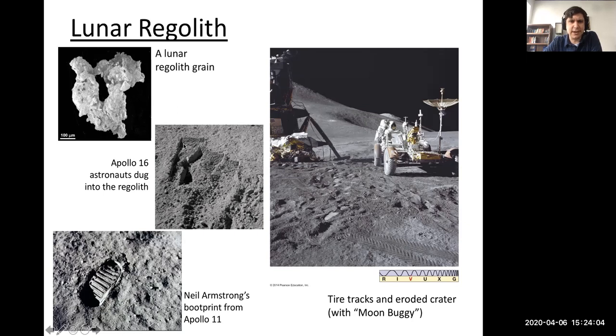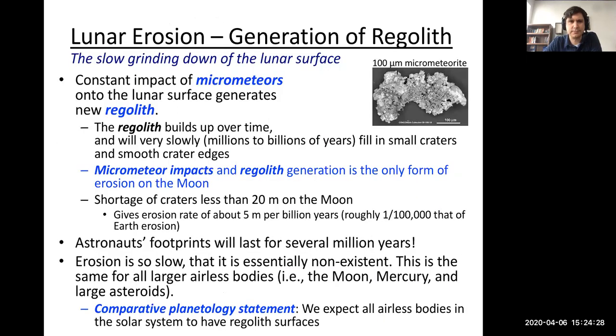You can see they've dug around in the regolith right here. Here you can see tire tracks in the regolith. You can see all the footprints in the regolith. You can see the effect of the regolith sort of eroding away the edges of this crater in the background. You can see that the moon does have mountains. And then, of course, the famous Neil Armstrong's boot print from Apollo 11 right there is pretty much almost immortalized on the surface of the moon.